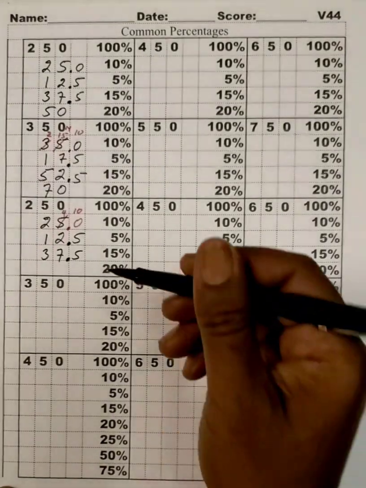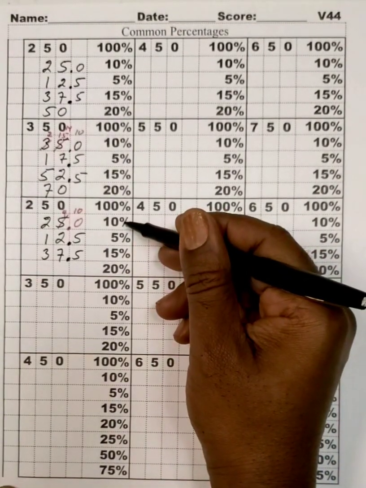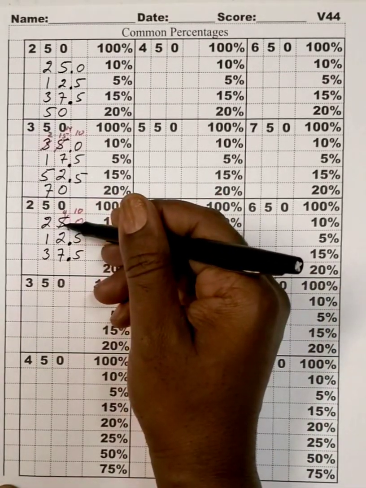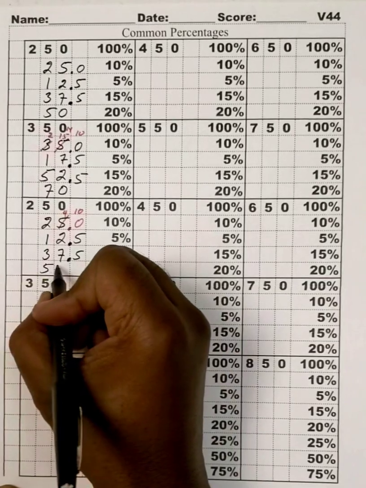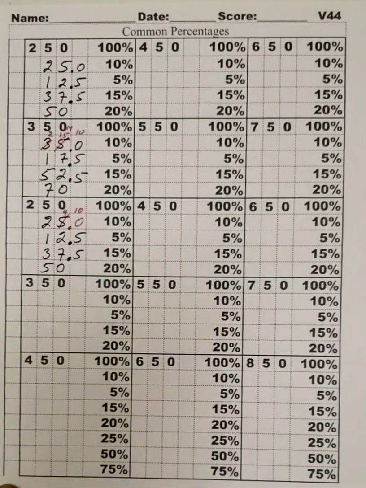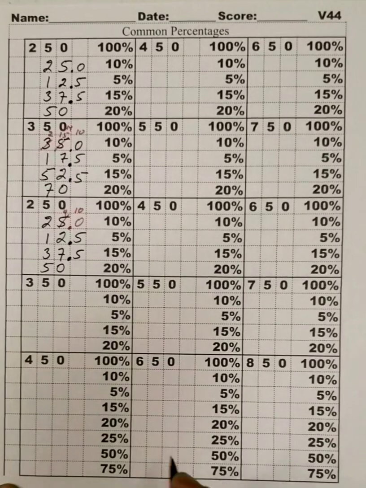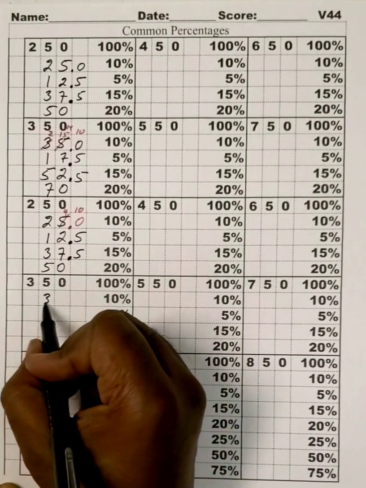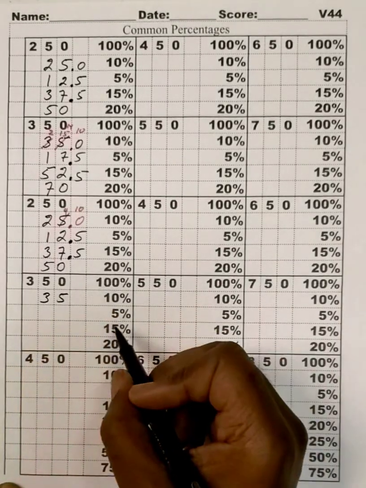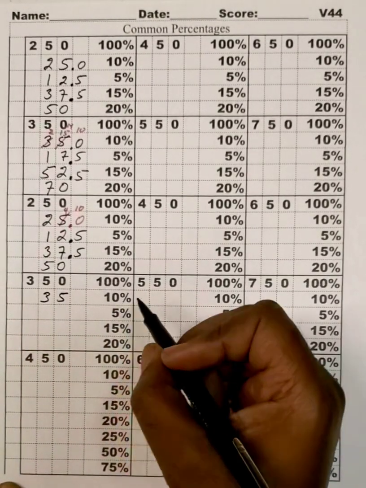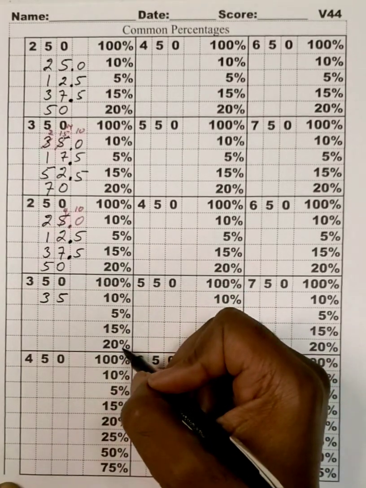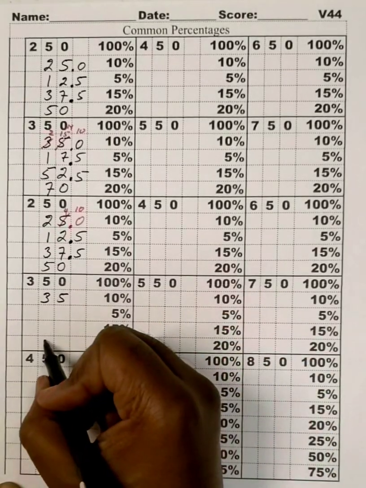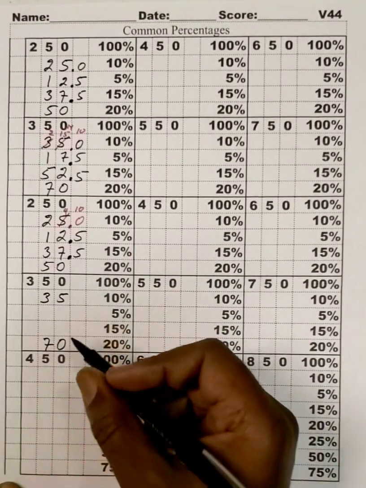Now, to get 20%, you have to double 10%. 10% times 2 gives you 20%. So 25 times 2 gives us 50. And that's 20%. Next, 10% of 350 will be 35 since we moved the decimal over. So 35. To find, let's skip over to 20%. To find 20%, we just double our 10%. So doubling 10% will give us 70. Just kind of skipping to the easy problems.